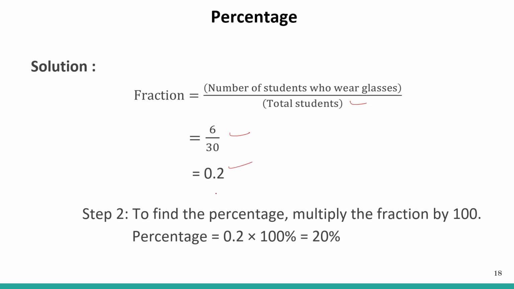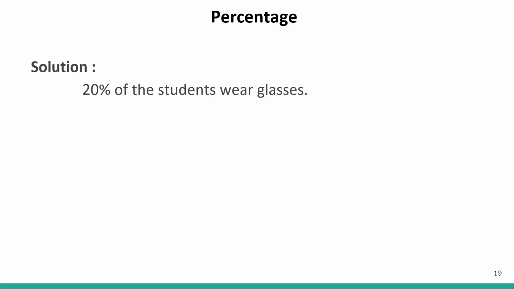So converting this fraction to percentage, what we do is we multiply by 100. So we multiply 0.2 with 100 and we are left with 20%. So 20% is the final answer. So 20% is the students who wear glasses in the class.